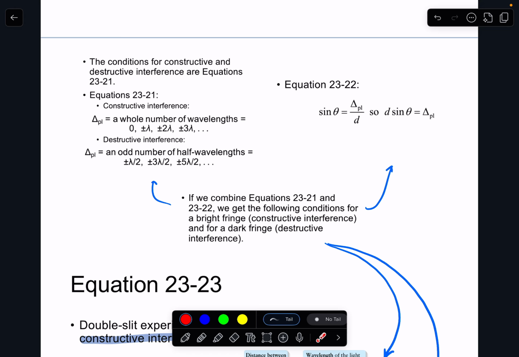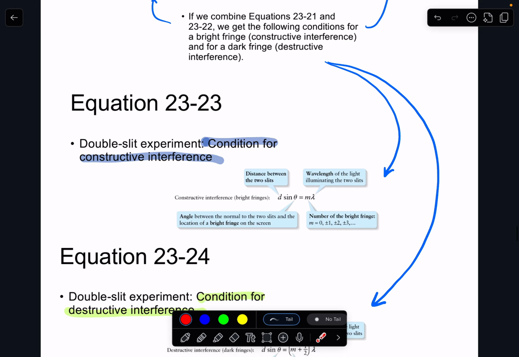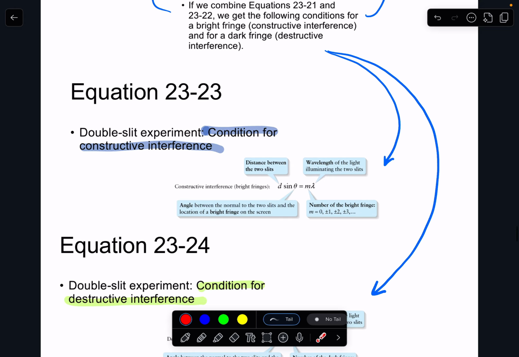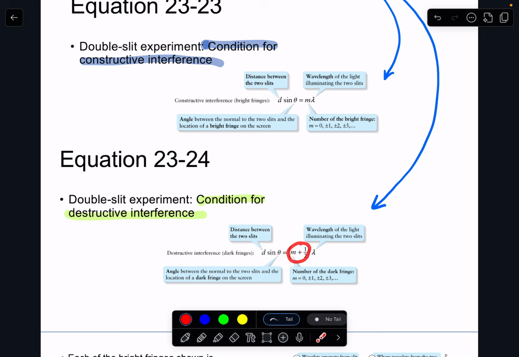So for constructive interference for the double slit experiment, d sine theta, where d is the distance between the two slits, is going to be an integer multiple of the wavelength. For destructive interference, d sine theta is going to be a half integer multiple of the wavelength. Similar idea as thin film interference, except our geometry is just a little bit different.